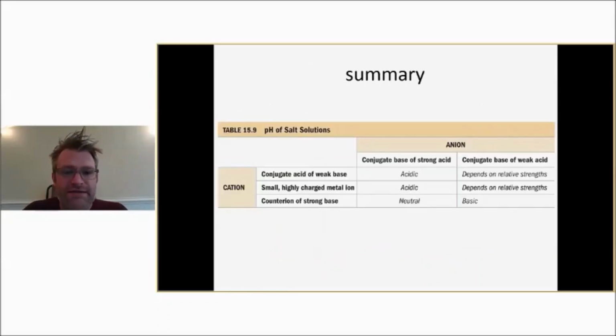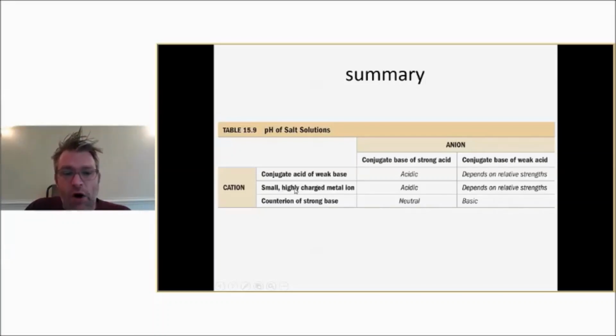So to summarize, here we have a table and we kind of do a little comparison, okay? So we have cations over here and anions over here, okay? And we just go down the list. So for instance, if we have the conjugate acid of a weak base, it's going to be acidic. If we have the conjugate base of a strong acid, it's not going to be basic. So if we have a salt made of these two things, we get an acidic solution. If you have the conjugate base of a weak acid, now we have a basic species with an acidic species, and so now we have to think about the relative strengths of things, okay?